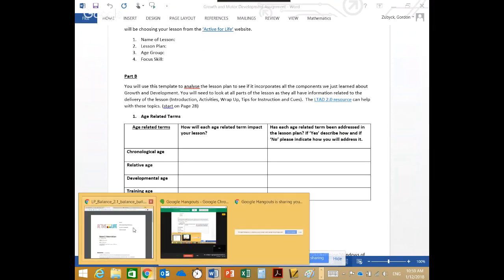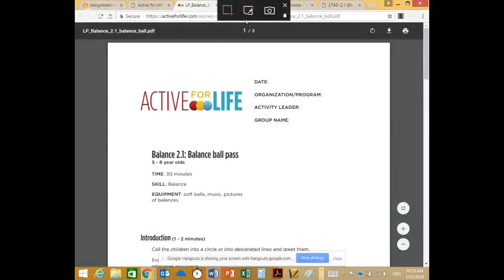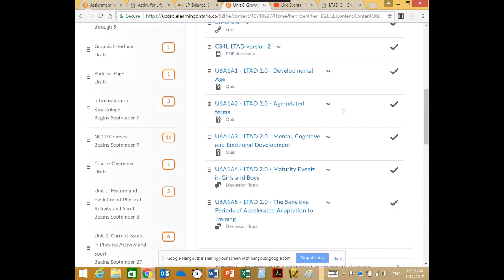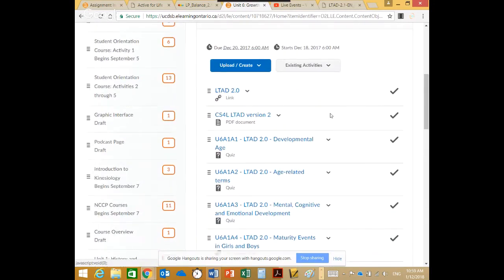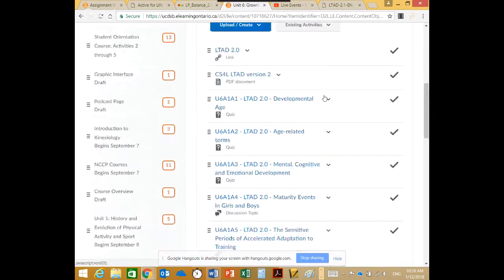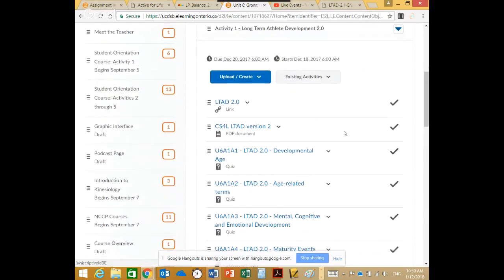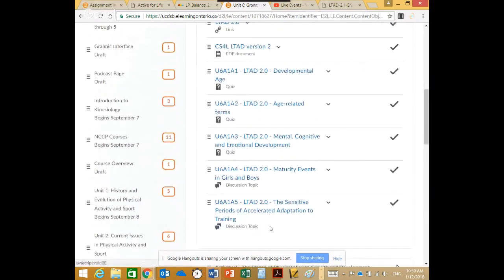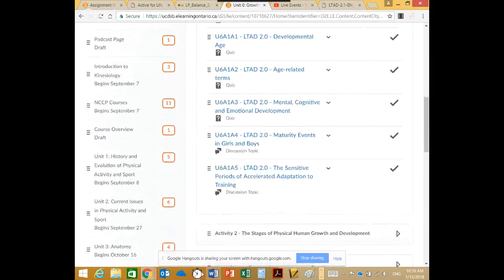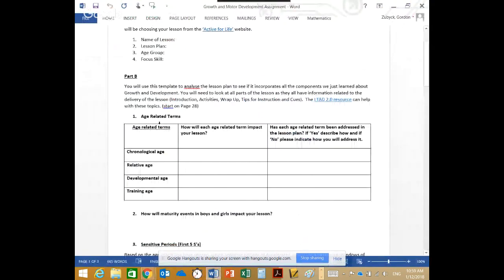So going back into the course content section, if you take a look at the Unit 6 growth and development, you'll see that the next few pieces of the assignment are all covered in the content in that first section on LTAD 2.0. So that's where you're going to find the information right up until the sensitive periods of training. So for number 1, age-related terms, you can find the information there.